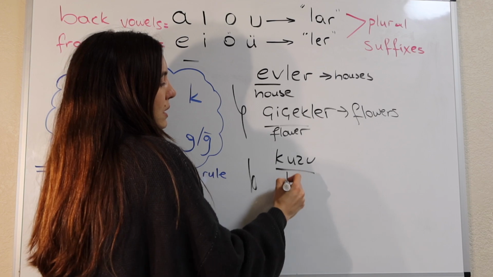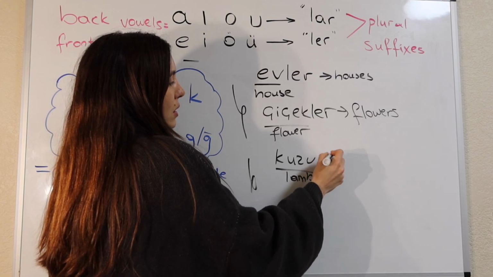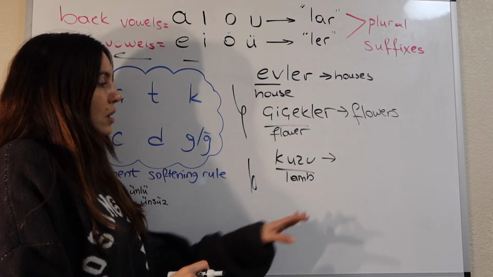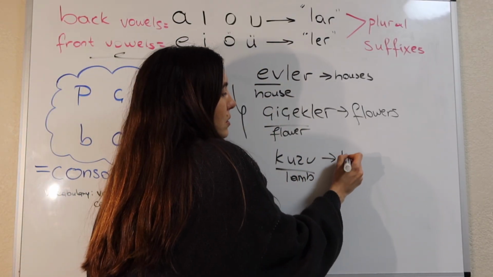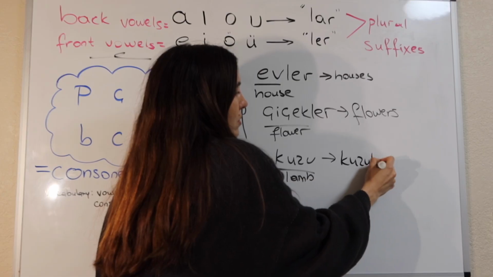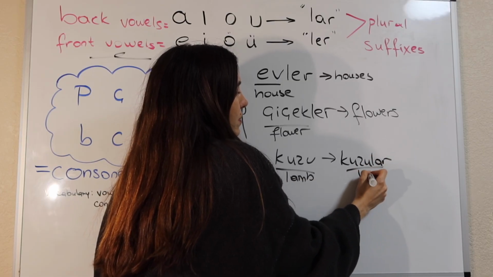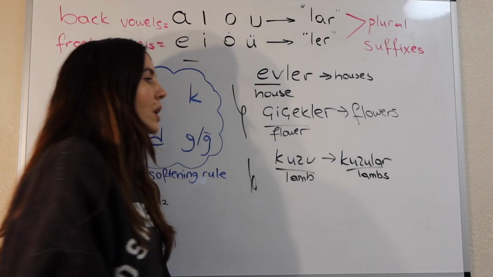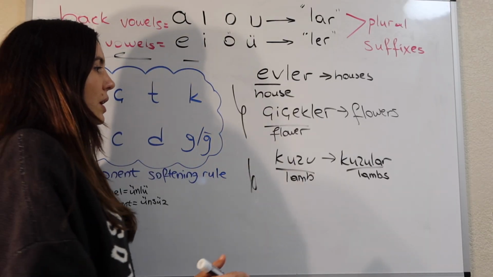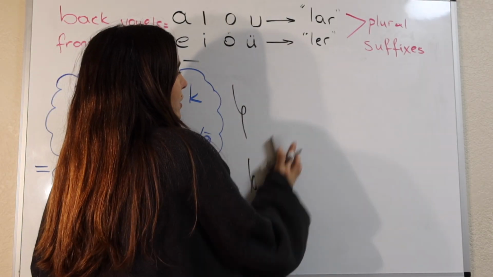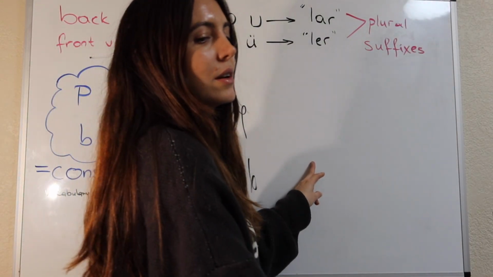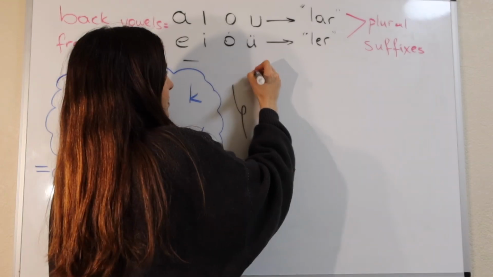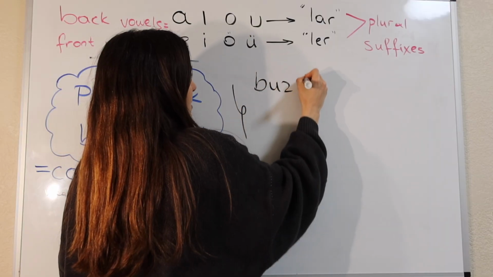Kuzu means lamb. We're going to say kuzular. U, it's going to be lar. Kuzular, lambs. Okay? I'm going to make it a little harder and add this rule here so you see it easier here.